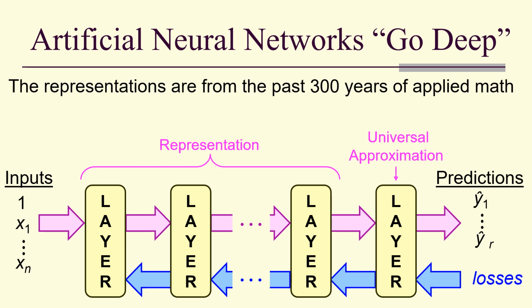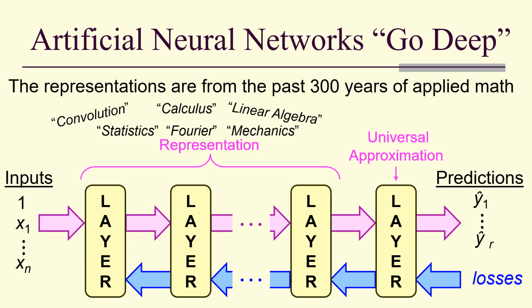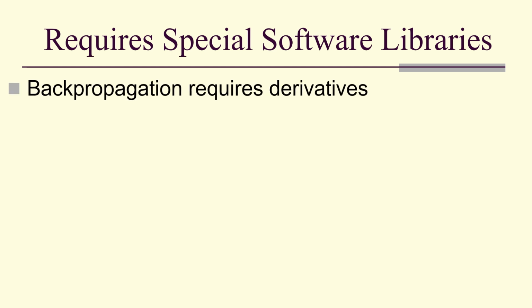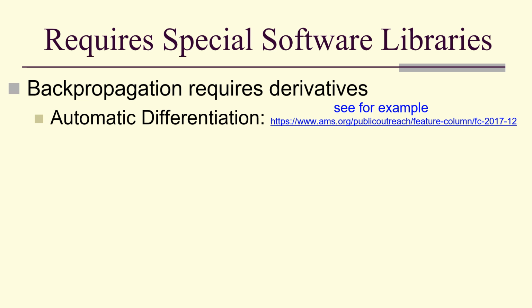And the representations often are from the past 300 years or so of applied math. Calculus, statistics, we use all sorts of things for this representation layer before the universal approximation of the artificial neural network. So we're looking at very modern methods of approximation. And that requires special software libraries. Backpropagation requires derivatives, which means we use automatic differentiation. So we can go to this link for more discussion.